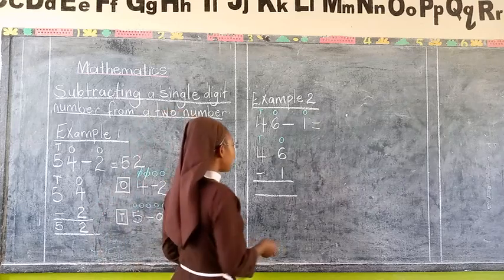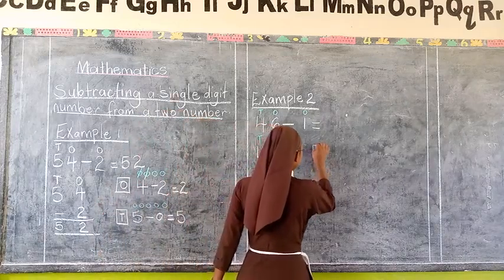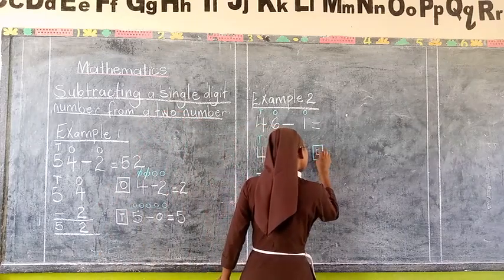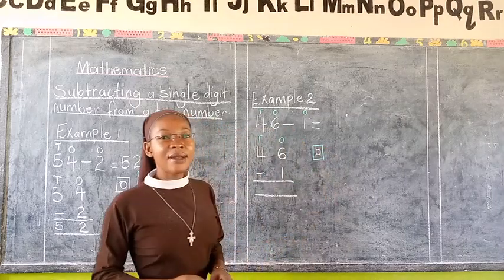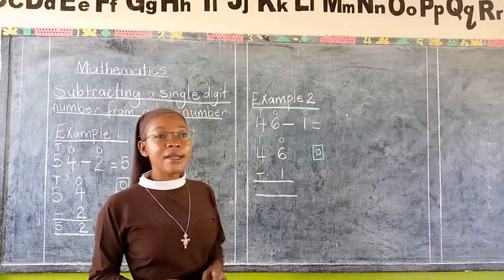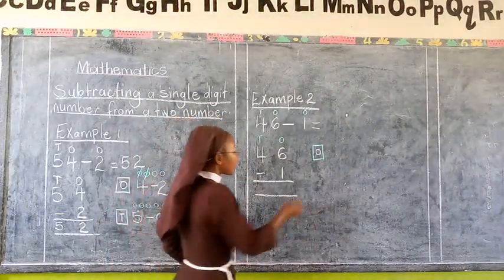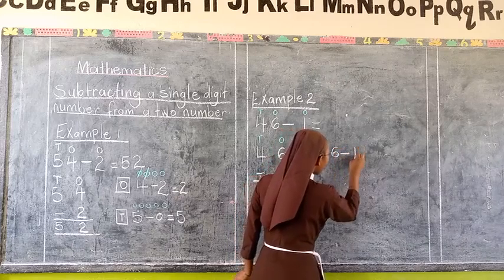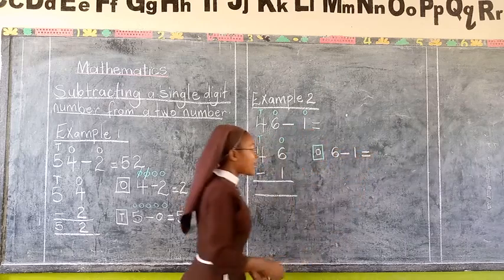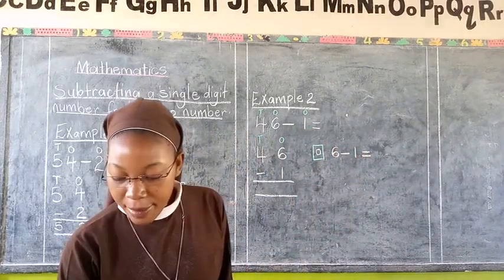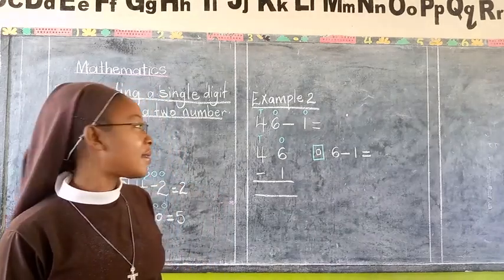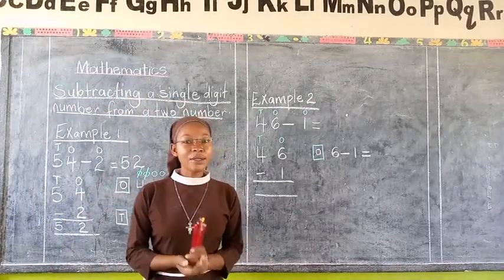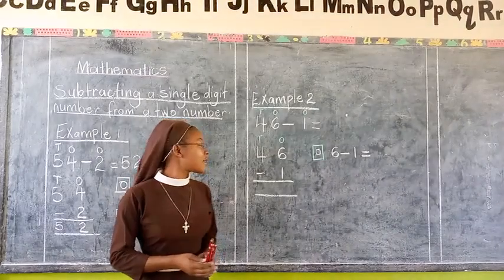So our next task is to subtract. Under the ones, which numbers are we going to subtract? We have number 6 and 1. So we shall write 6 take away 1. That is under the ones place value. For this number, we are going to use counters, and for this case, we shall use pencils to subtract. We have 6, take away 1.